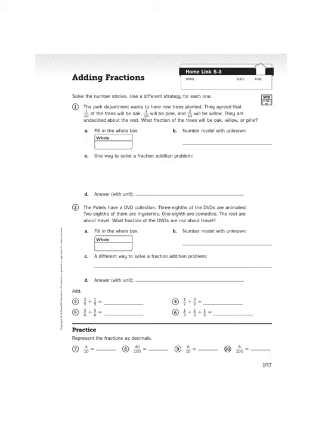Case in point, let's take a look at problem number one. It says, solve the number stories, use a different strategy for each one. Number one says, the park department wants to have new trees planted. They agreed that 1/10 of the trees will be oak, 3/10 will be pine, and 2/10 will be willow. They are undecided about the rest. What fractions of the trees will be oak, willow, or pine?